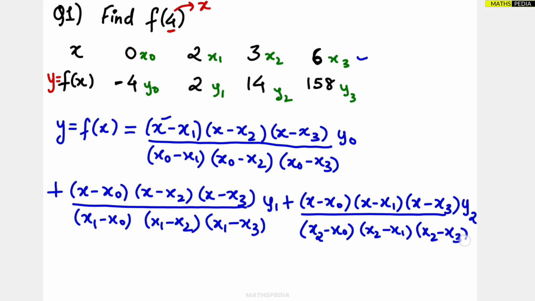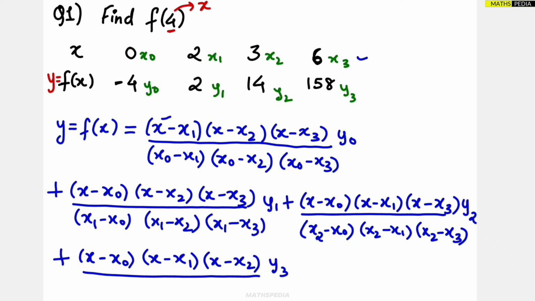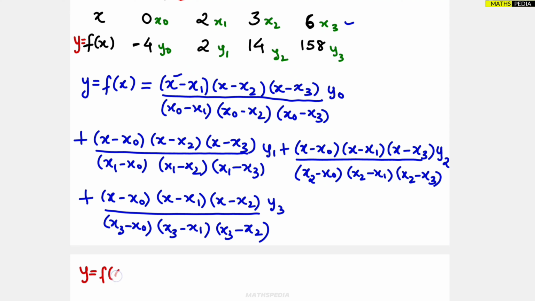Okay. Now one more part of the formula is left out because y3 is also there in the question. So x minus x0 is there, then, sorry, x minus x1 is also there, and x minus x2 is also there, but x minus x3 I cannot write because I am using y3 here. In the denominator x3 will come, so x3 minus x0, x3 minus x1, x3 minus x2. Okay, this is equal to f of 4.